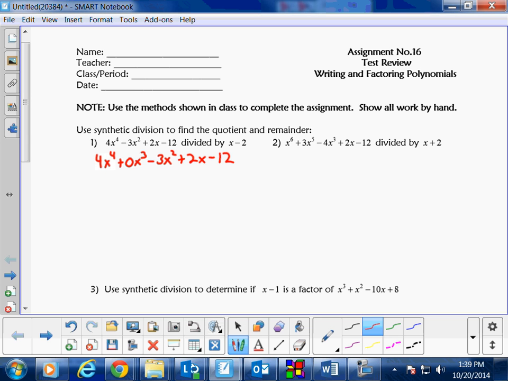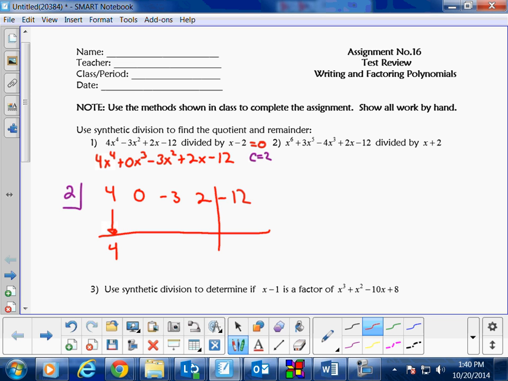Our c value is found from here when we set that equal to 0. And we say our c is equal to 2. 2 is placed here, and we write the coefficients of our polynomial, which is going to be 4, 0, negative 3, 2, and negative 12. We draw a horizontal line to make sure we leave space. So when we do our synthetic division, we come up with the quotient and remainder, the two things this is going to produce for us.